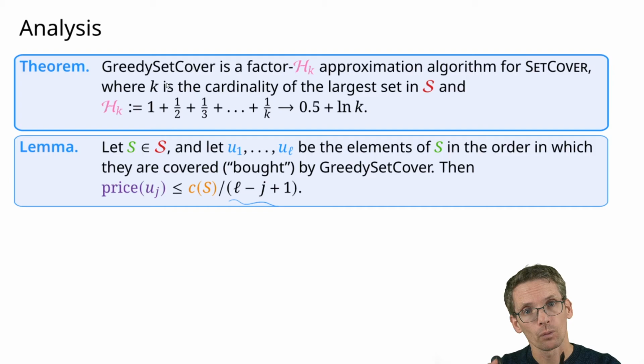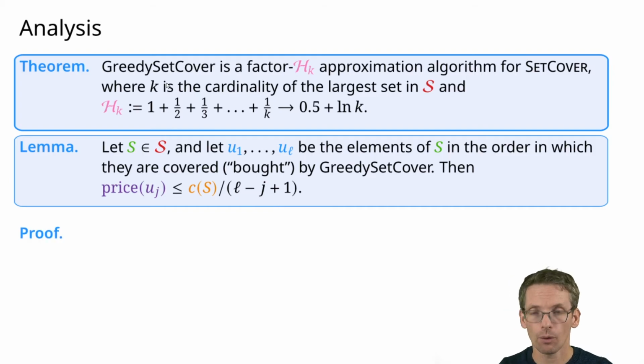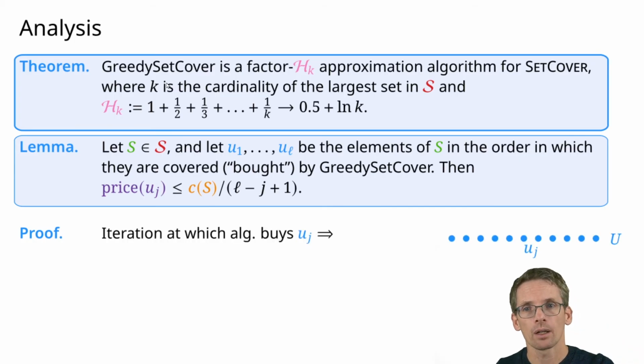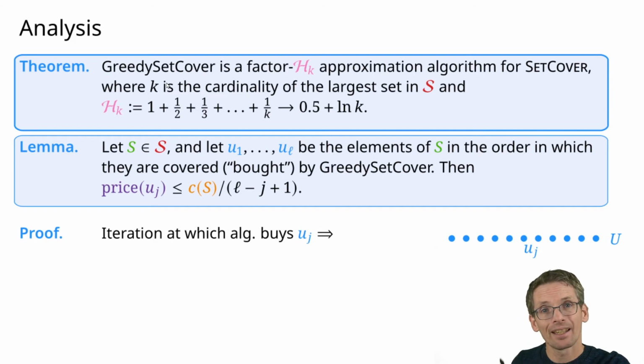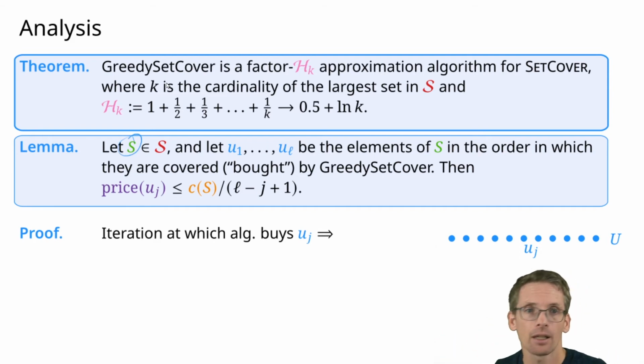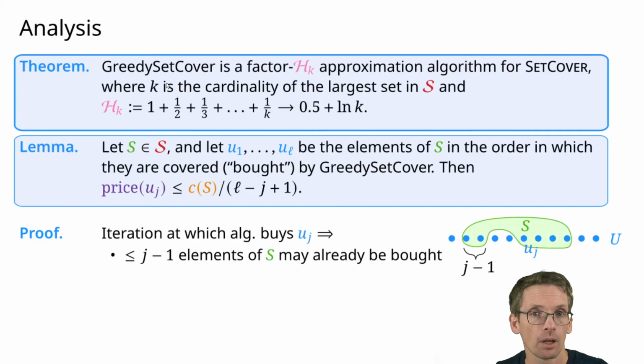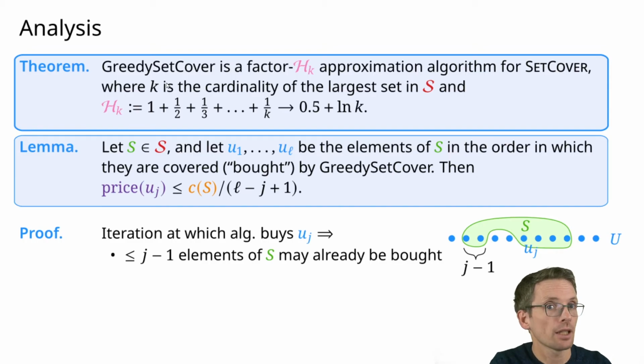So the proof is simple and as follows. We look at our algorithm, so we have this while loop, and we look at the iteration where u_j is covered, so where we buy u_j. So at this point, at most j minus 1 elements from the set S have been previously bought. Why is that the case? Because we have said u_j is the jth element that is bought.